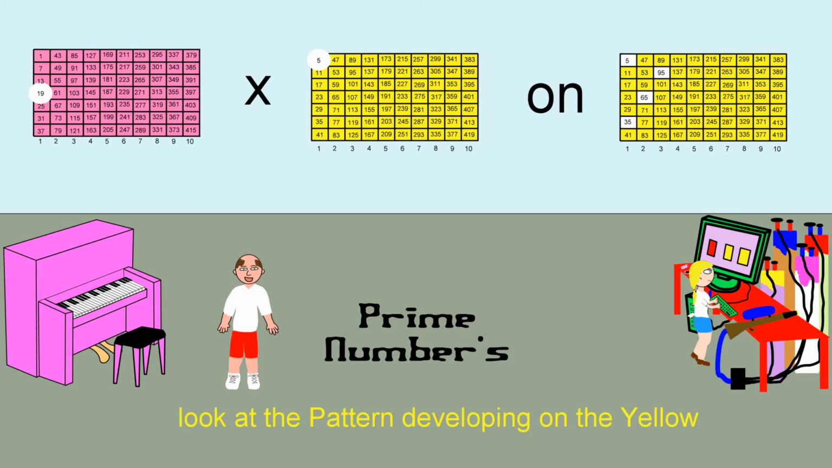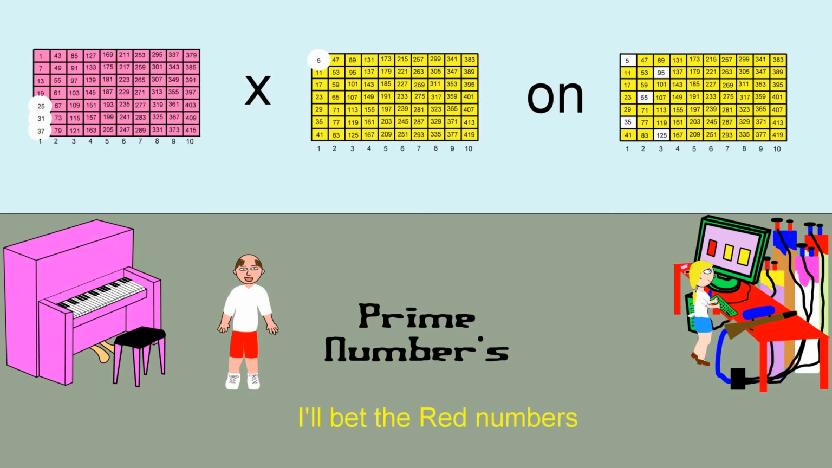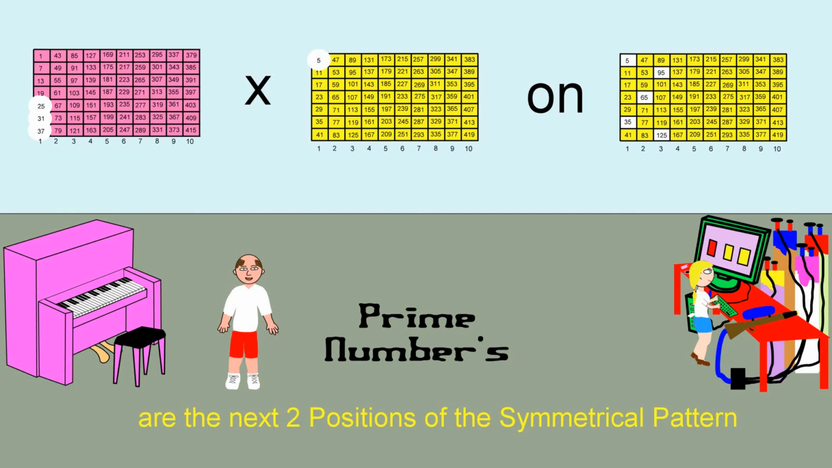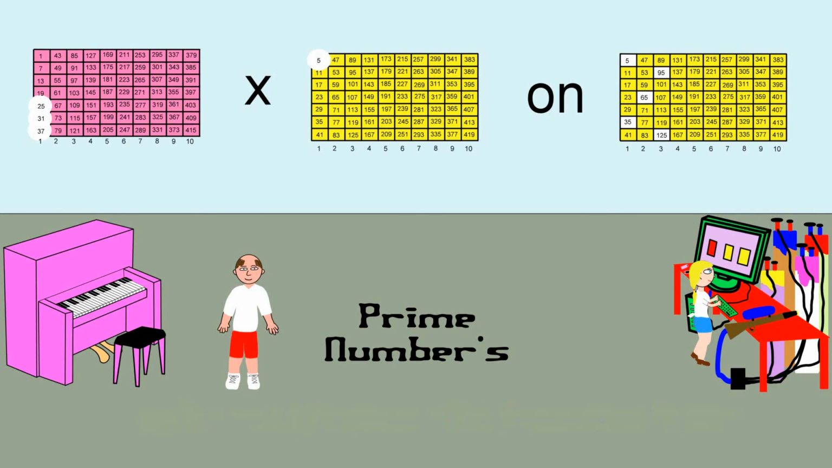Hey, look at the pattern developing on the yellow. It looks just like one of the 7 symmetries, the one on the first row. I'll bet the next position of the pattern will be on the 125. Yes, it is. 25 times the 5 on the yellow. I bet the red numbers 31 and 37, both times 5, are the next 2 positions of the symmetrical pattern, and then it will repeat. Let's see. Yep, and repeat with the 43.